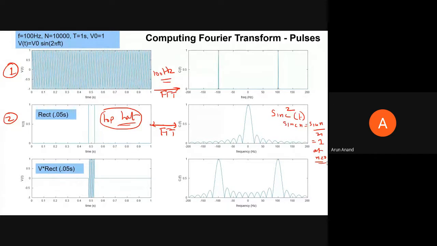Yes or no? No, sir. We haven't seen the sinc function before. Not an issue, not an issue.